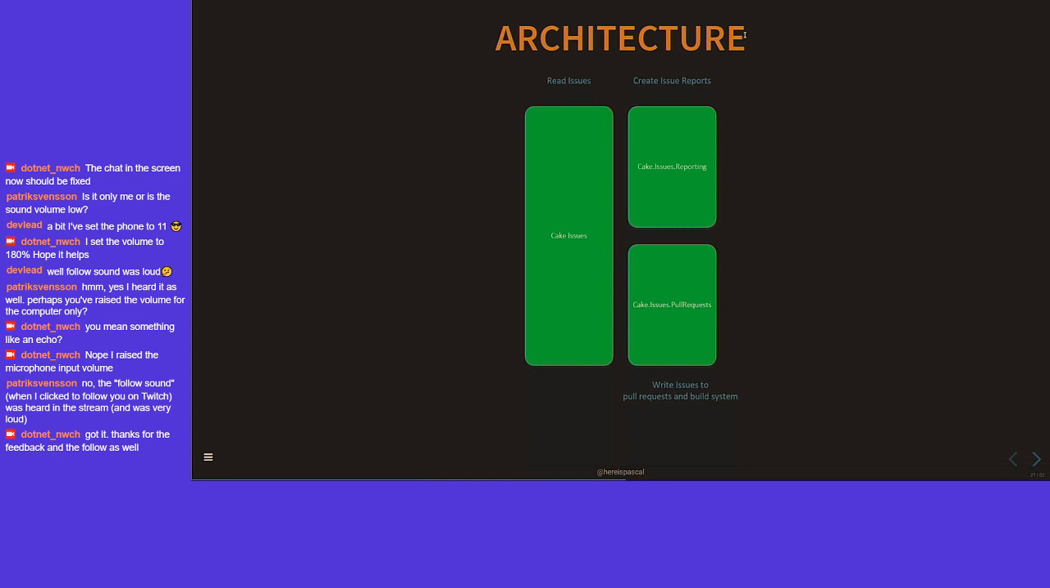There's a Cake Issues Reporting add-in, which is responsible for creating reports from the issues which we have read from a log file. It provides you aliases for create report, I think it's named. And there's a Cake Issues PullRequests add-in, which provides aliases and the logic for writing issues as comments into pull requests or into build systems.